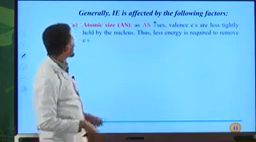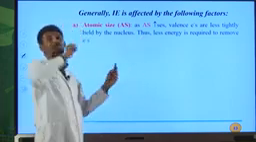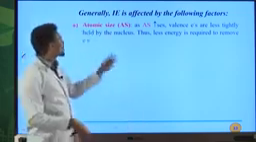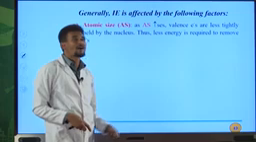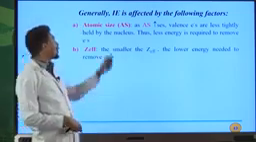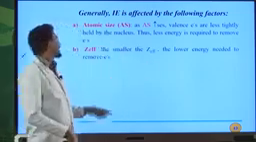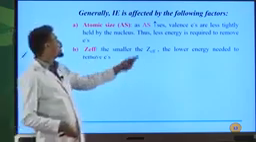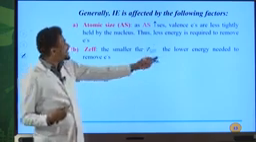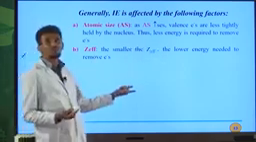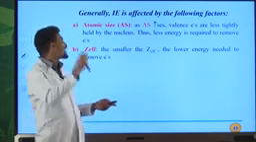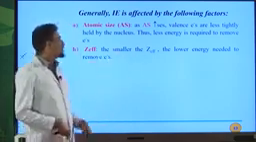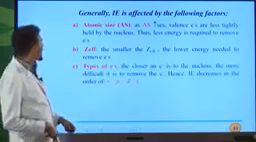So valence electrons are less tightly held by the nucleus because they are very far from the nucleus. So attraction decreases. Because of this, less energy is required to remove electrons, so ionization energy decreases. The second factor is Z effective, the effective nuclear charge. The smaller the Z effective, the lower the energy needed to remove an electron. So they are directly proportional. As Z effective decreases, ionization energy also decreases. So Z effective is another factor that affects ionization energy.